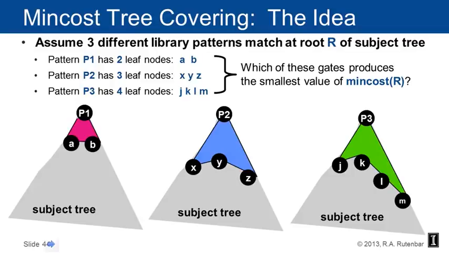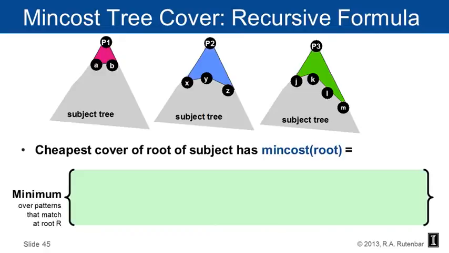Which of these gates, which can fit at the top of the subject tree, produces the smallest value of the minimum cost? So here's the really amazing thing. I can write an equation for this, and the equation can be recursively computed. So I've got this picture from the previous slide at the top, 3 gray subject trees. One has pattern P1 at the top with leaf nodes A and B. One has pattern P2 at the top with leaf nodes X, Y, and Z. And one has pattern P3 at the top with leaf nodes J, K, L, and M.